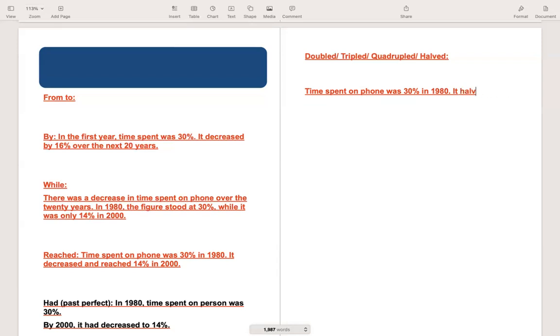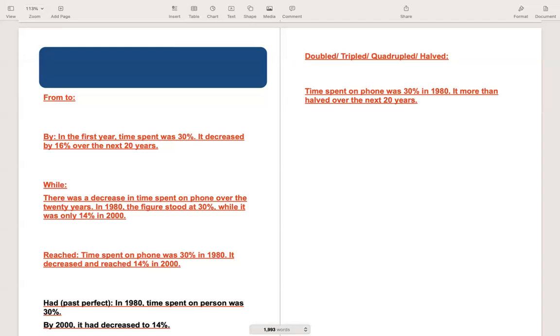It nearly halved, because it became more than half. It more than halved over the next 20 years. So that's the right way. Is it clear? Can we write after the comma, with the figure? It more than halved, comma, with 14%? No, that won't work, because you're repeating the thing. You already said half.